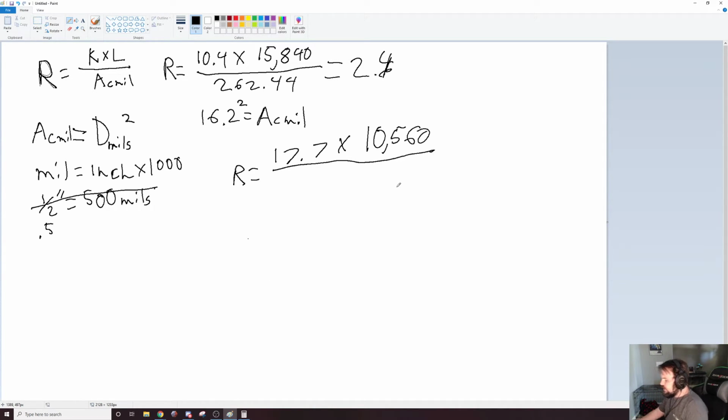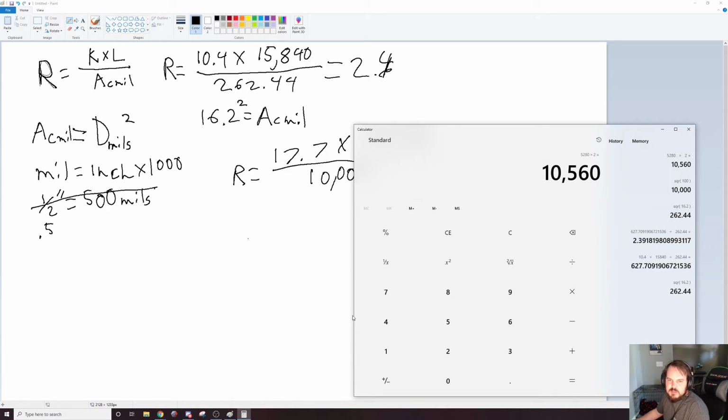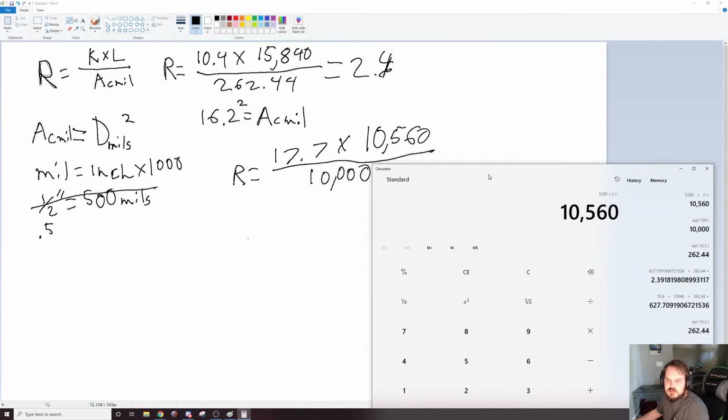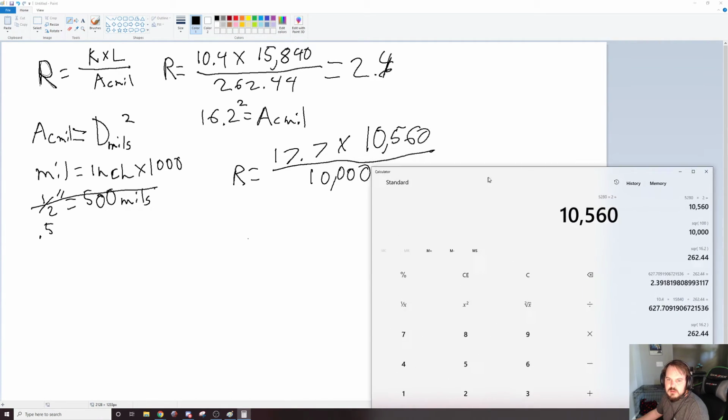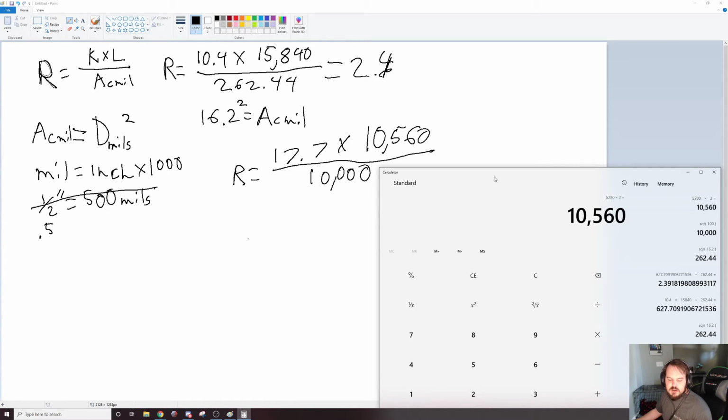I'm very clearly sitting at an angle to my drawing pad, so everything keeps going up as I write. And then, what did we, 10,000. Alright, so let's plug this into our calculator. 17.7 times 10,560 divided by 10,000 is 18.69.